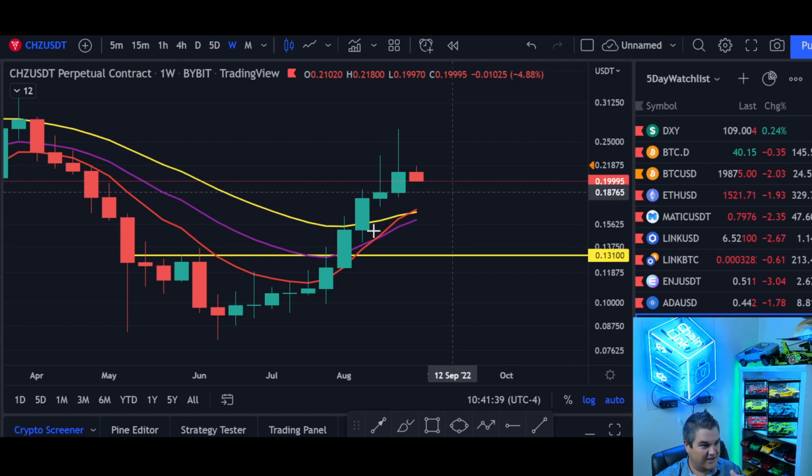I mean, this is a textbook short opportunity here. Not saying the next 4 minutes we have to go down, right? But the evidence of a trend reversal on the horizon in the coming days and weeks.